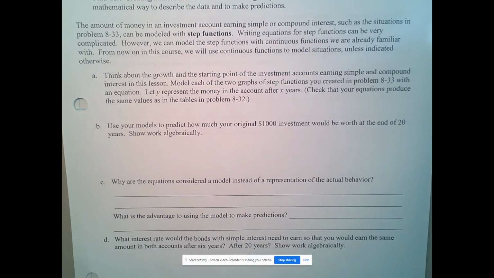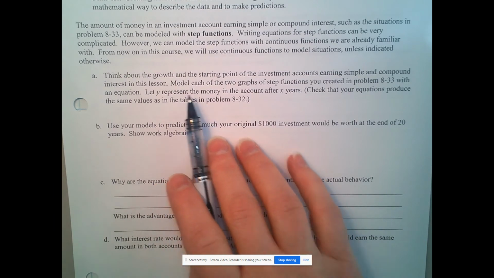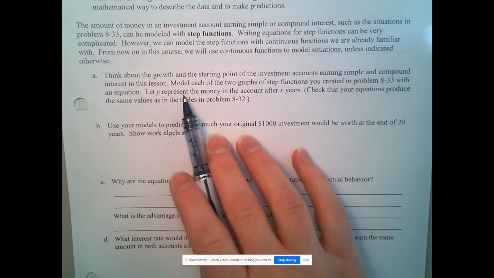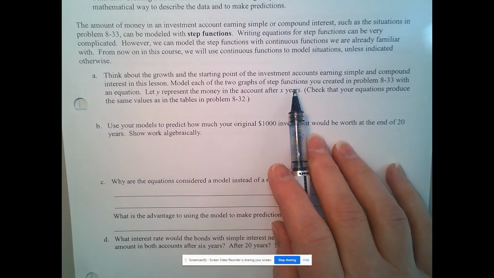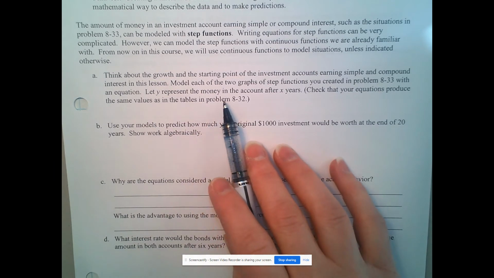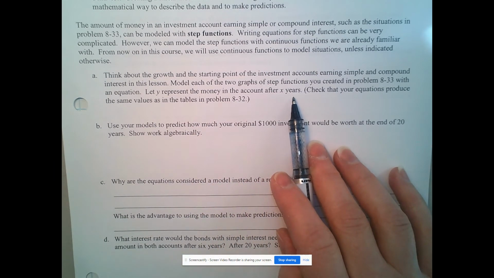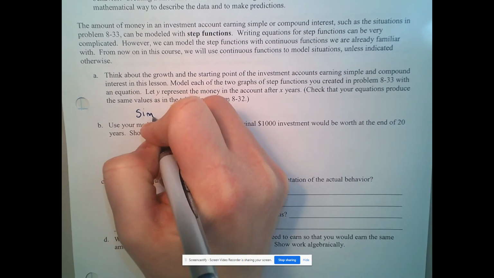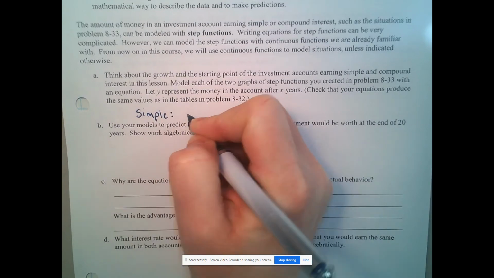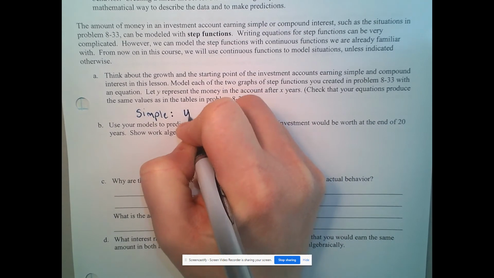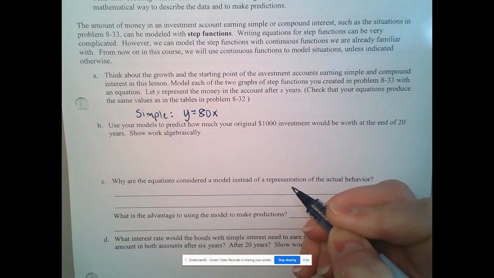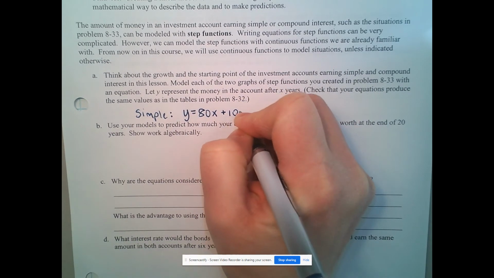So if we're going to model question 833, it says, think about growth and the starting point in the investment accounts earning simple and compound interest. Model each of the 2 graphs of step functions you created with an equation. Let y equal the money in the account after x years. Check that your equations produce the same values in the problem. So the simple interest one, which would be arithmetic, right? Because it was repeated addition, it's going to look like a slope-intercept form. So we would have 80x because we're gaining $80 per year, and the initial amount is $1,000.